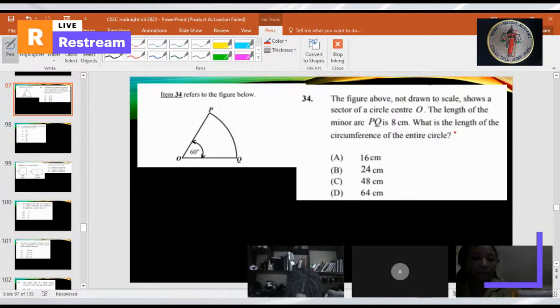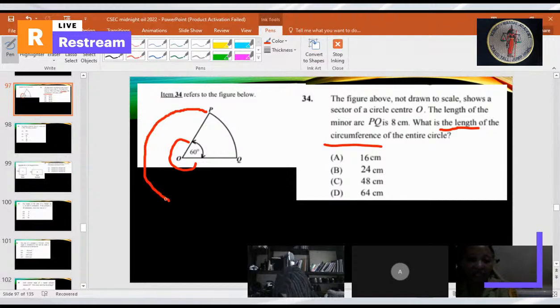No, they want the length of the circumference. They don't want what degree is missing for the rest of the circle. That's not what they're asking for. They're asking for the full length of the circumference the circle would take up. Oh yes, that's what they're asking. Okay. So how would we find that?